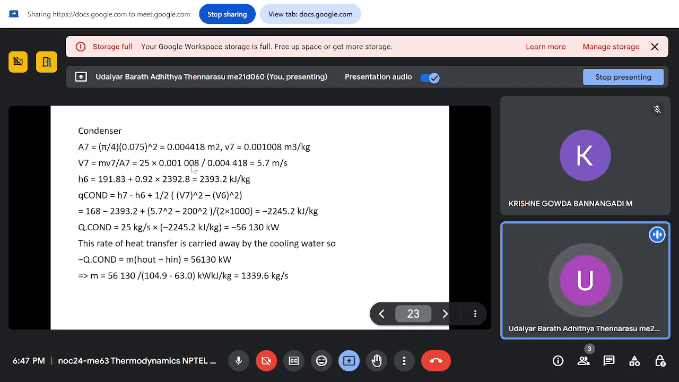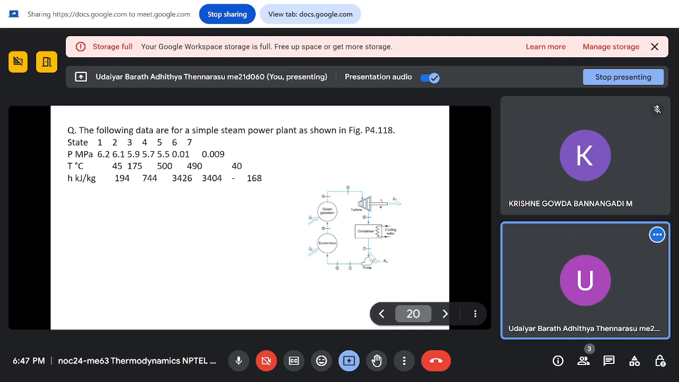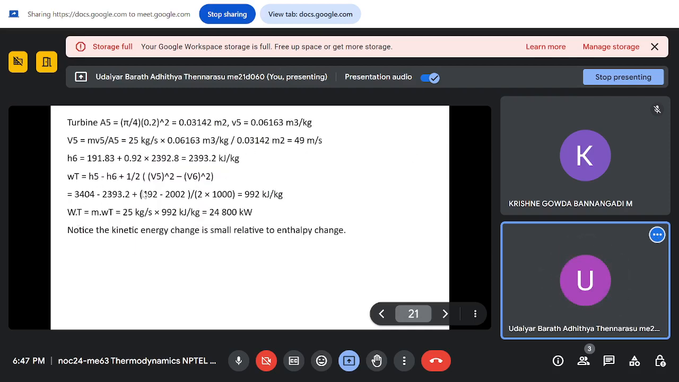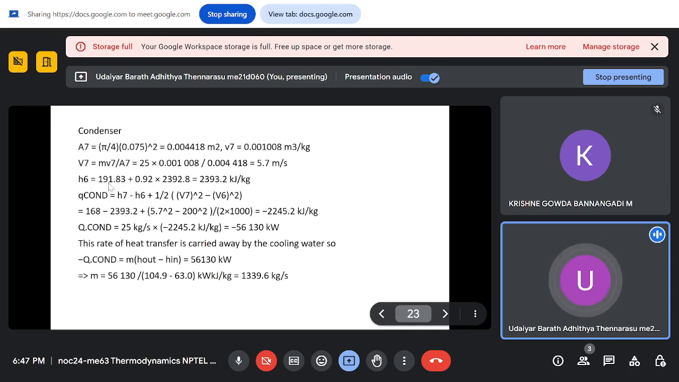You are estimating the velocity at inlet and exit. The inlet to the condenser is at state 6, known from the turbine, and the exit of the condenser is at state 7. H6 is known from the previous turbine problem, and for state 7 the diameter is given. Using that, you find the velocity at state 7, and similarly you substitute in the steady flow energy equation across the condenser.